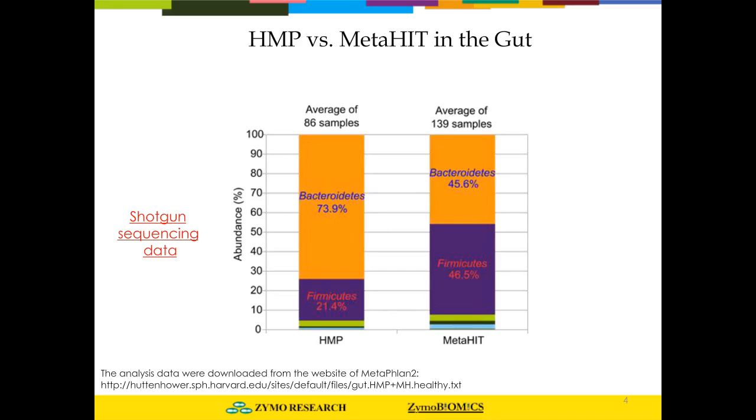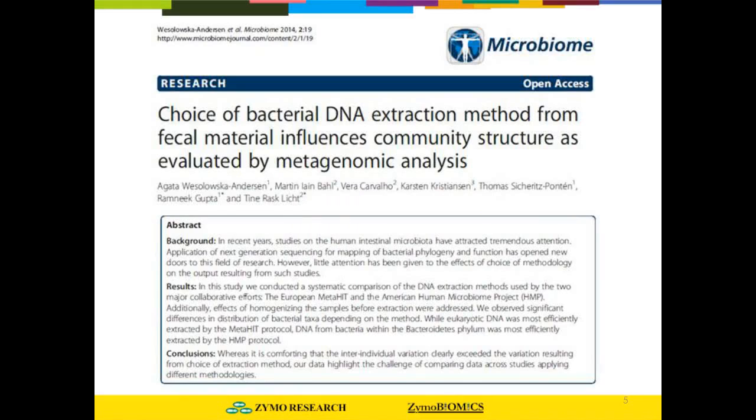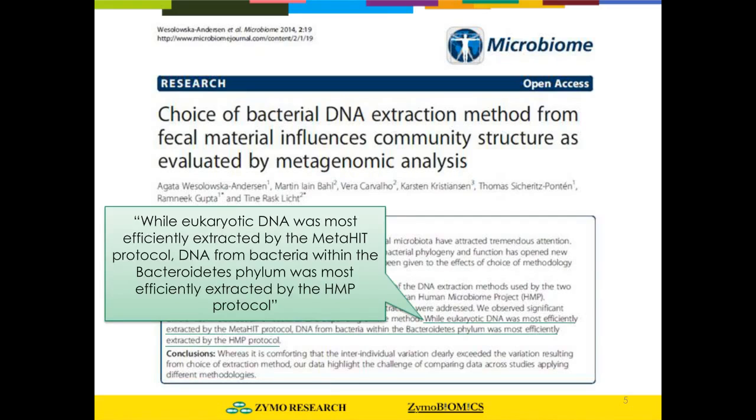As the HMP samples were mostly collected from the US population and the MetaHIT samples were mostly collected from the European population, does this mean that the gut microbiota of these two populations are so different? Unfortunately, this might not be true. A paper published in 2014 suggests that these differences are likely technical rather than biological. In this paper, the author compares the DNA extraction methods from the HMP and the MetaHIT using one single stool sample. And one conclusion from the paper is that the HMP DNA extraction protocols extract the DNA of Bacteroides more efficiently. Unfortunately, with their data, it's uncertain which DNA extraction protocol is more accurate because the real microbial composition of the stool sample used is unknown.